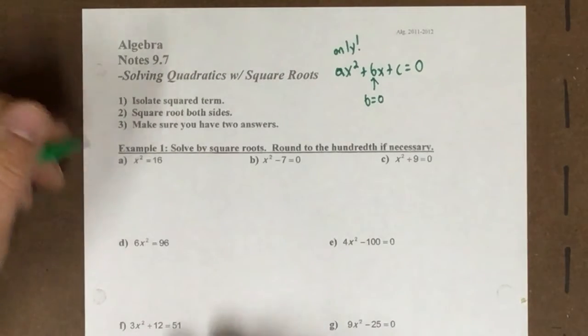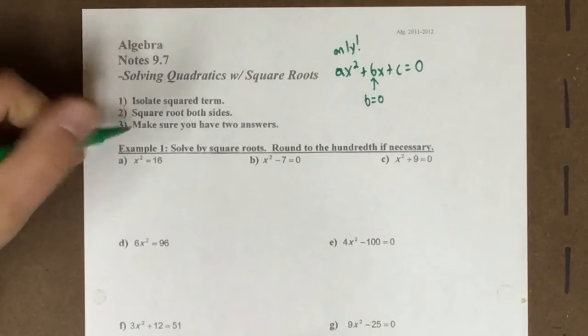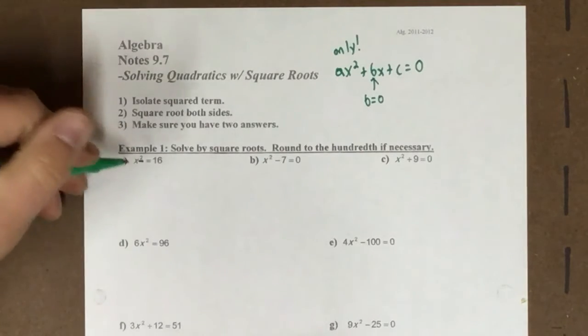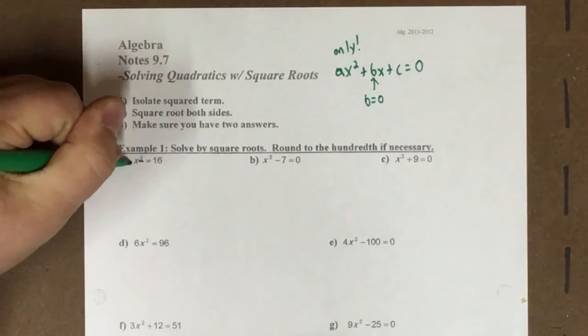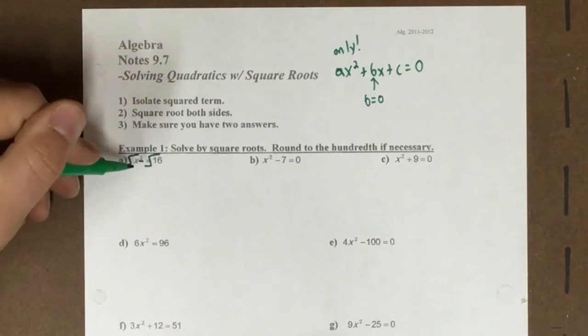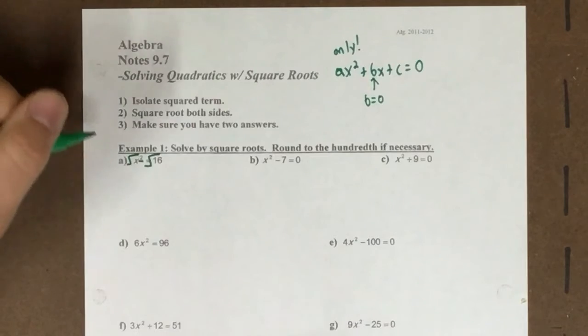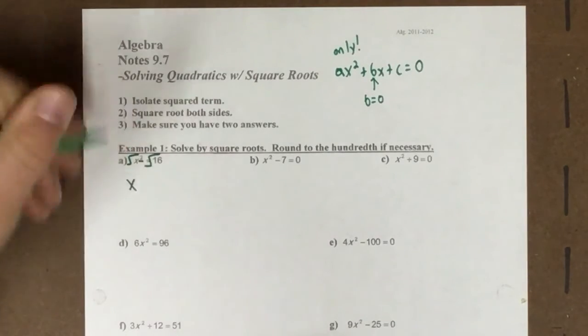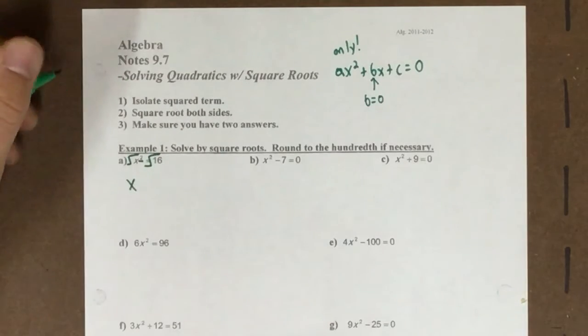This first problem, step one's done first. Isolate the squared term. X is squared. I want this by itself on either side. From here, I'm going to square root both sides. When I square root both sides, that means I'm looking for a number that when I multiply it by itself, I get this. So for example here, x times x would make x squared. So I'm going to start with just x.